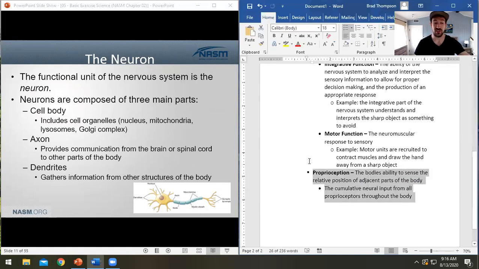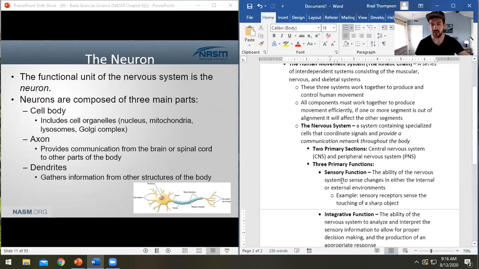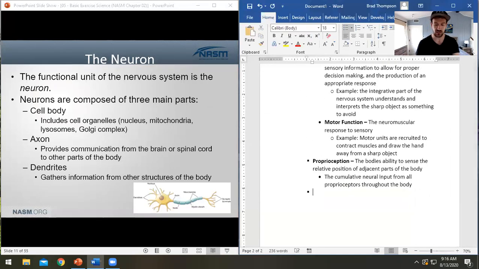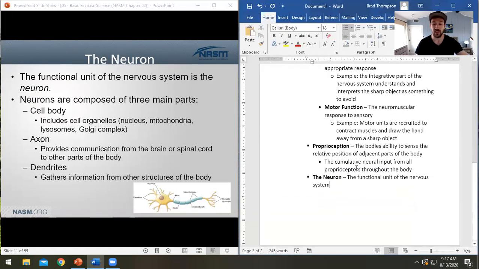Now, we are going to see our neuron again, right? So looking at neurons here, remember, we said this yesterday, it is the functional unit of the nervous system. Just like the muscle fiber is the functional unit of the muscular system, the osteon is the functional unit of the skeletal system. So the neuron is the special shaped thing that allows this communication to take place.